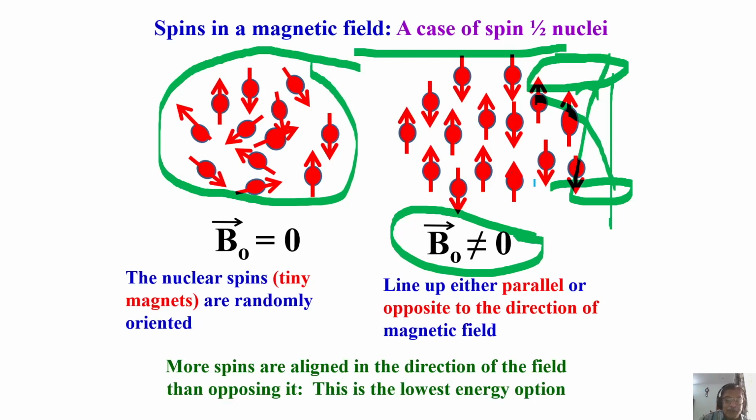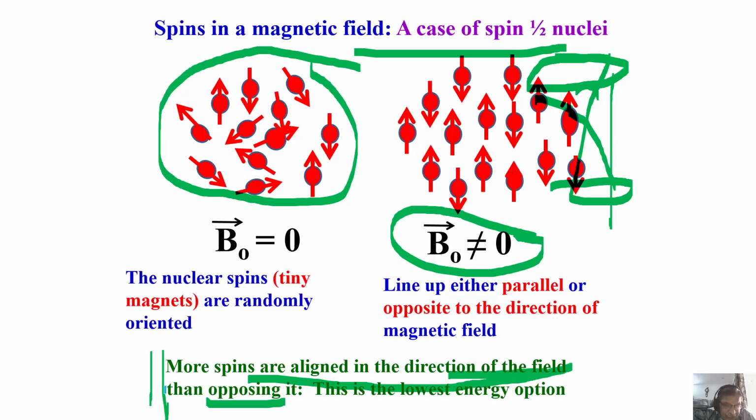Interestingly, more spins are aligned in the direction of the field than opposing it, because that is the lowest energy option. Please remember my equation, E is equal to minus mu dot B. I put the negative sign to ensure that more spins align in the direction of the field, which is negative energy, the lower energy, preferred orientation.